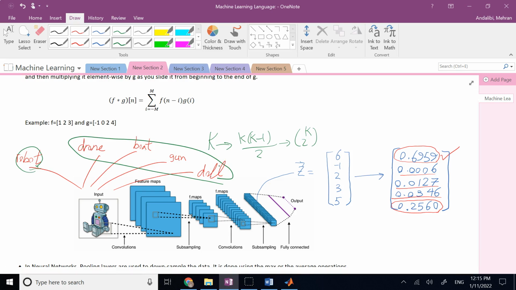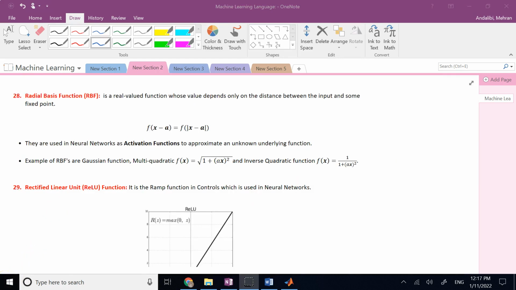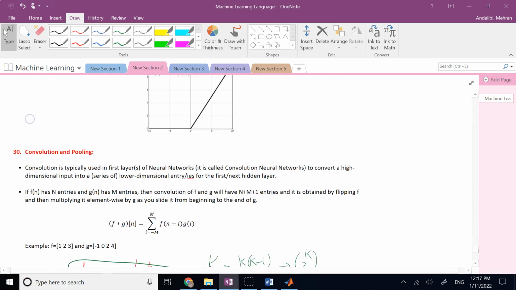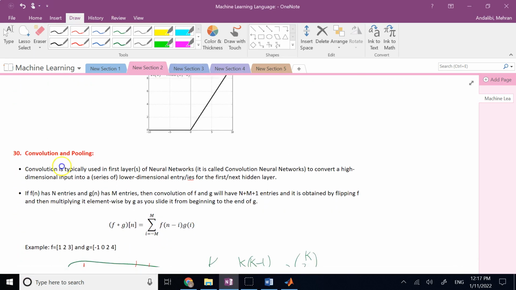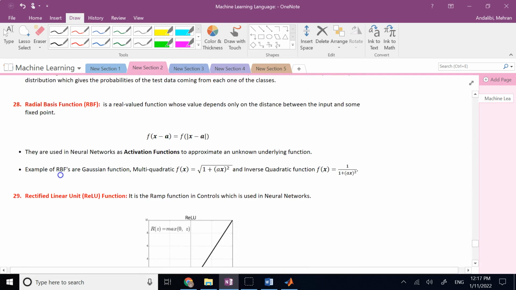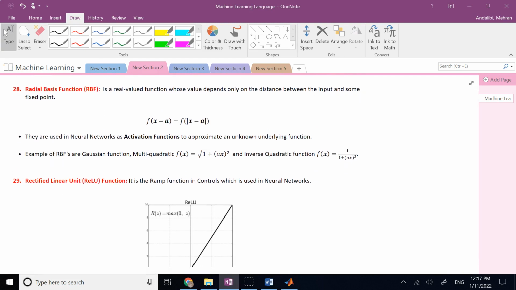And again, you get all of the votes, and again, the one with the maximum vote is the winner. Okay, we have radial basis function, rectified linear unit or ReLU function, and convolution and pooling. So let's cover them. Radial basis function is a function for which the output value for any feature, for any vector, only depends on its magnitude.